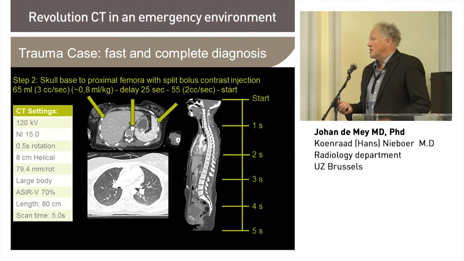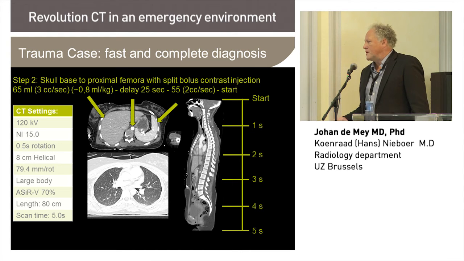And in this way, we get nice images. We got a nice liver, we got a nice arterial phase, we got a nice spleen, lungs are okay, and bones are all okay. So quite fast, in 5 seconds, you get a coverage of everything, and you can manage your trauma patients and see everything which is necessary.